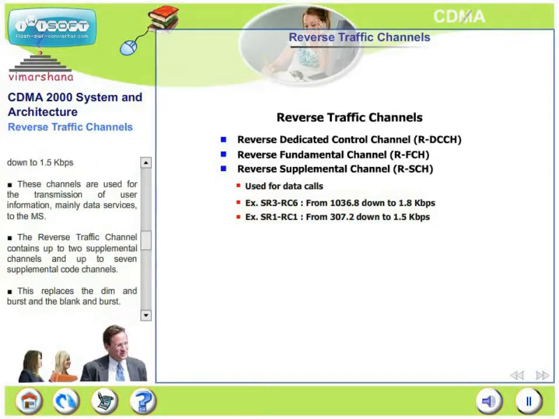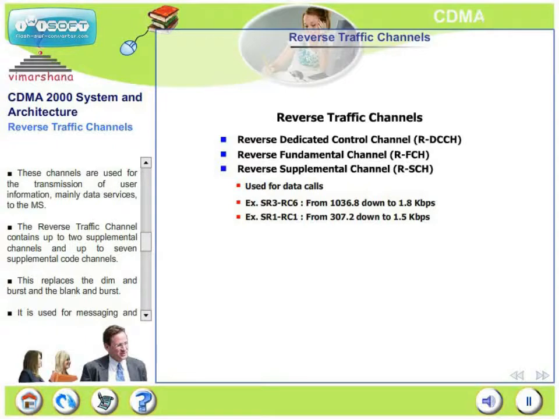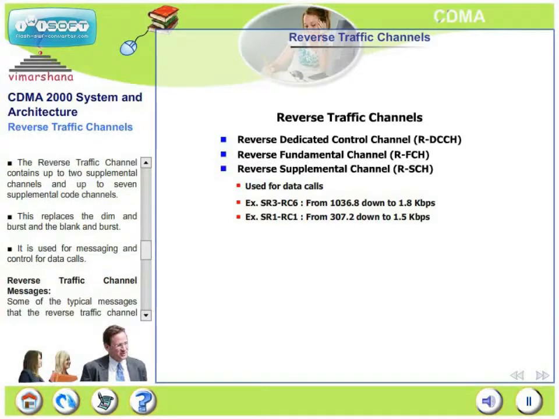These channels are used for the transmission of user information, mainly data services, to the mobile. Reverse traffic channel contains up to 2 supplemental channels and up to 7 supplemental code channels. This replaces the dim and burst and the blank and burst. It's used for messaging and control for data calls.